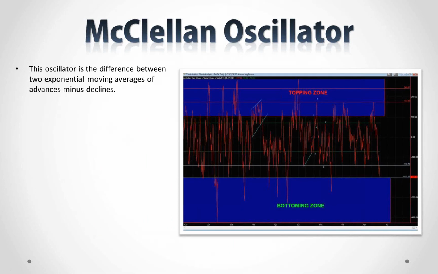It's an oscillator that is the difference between two exponential moving averages of advances minus declines. So it's measuring advances and declines across a certain exchange. I believe it's the NYSE for the McClellan. Somebody correct me if that's not right. Basically looking at how many stocks are advancing versus declining. And the two averages are an exponential equivalent to a 19-day and a 39-day moving average.